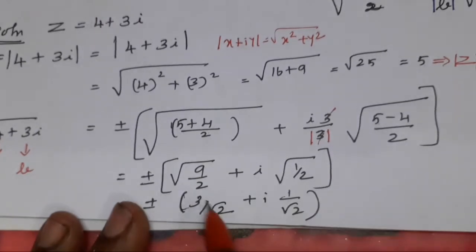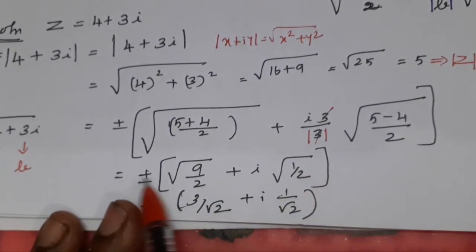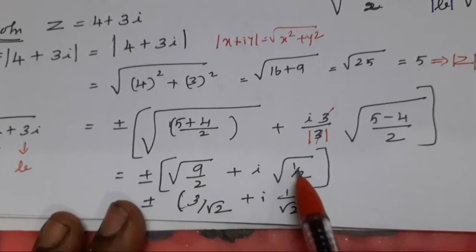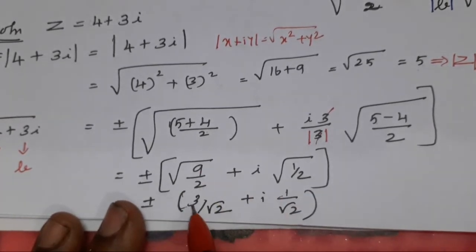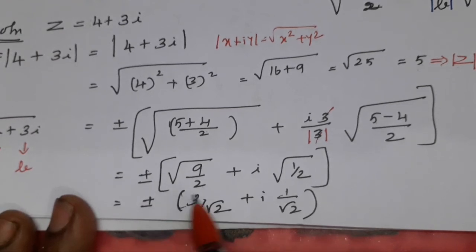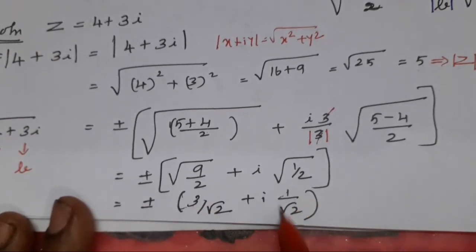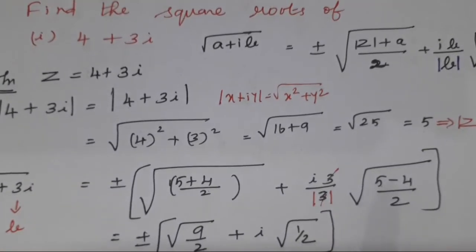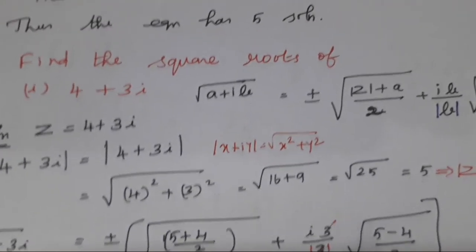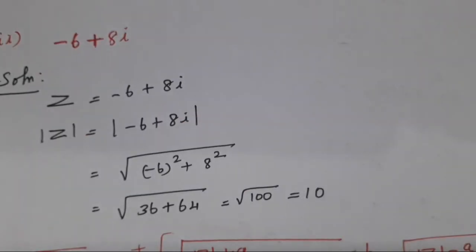That is 1 by root 2. Afterwards, taking plus or minus root 9 by 2 plus i into 1 by 2, taking the square root of 9 is 3. That is plus or minus 3 by root 2 plus i into 1 by root 2. This is a very important 2 mark question. If you learn the formula, you can easily do the sum.